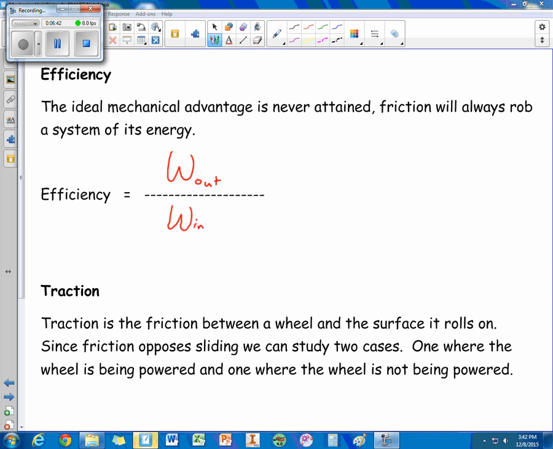So in the problem on the previous page, I had 149.6 joules as my output work, 150 joules as my input work. So when I divide that, I get 0.997. So that machine was 99.7% efficient, which is really, really good. The internal combustion engine, the thing that powers your cars, is only about 40 to 45% efficient.